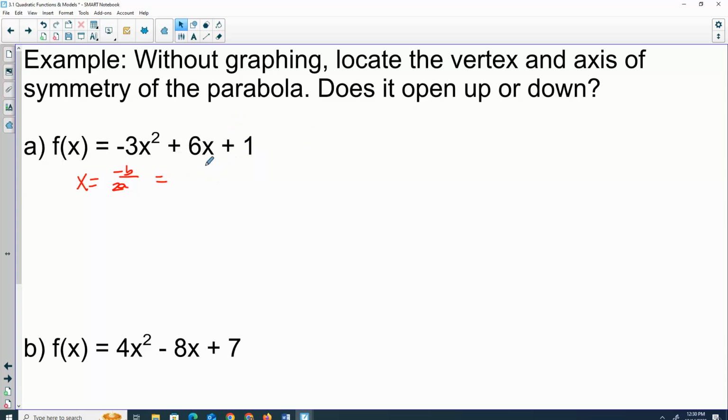B is the coefficient of x, so that would be a negative 6, over 2 times the coefficient of x squared. So we get negative 6 over negative 6, which is 1. Right, but a vertex is an ordered pair. We have the x value. How do we get the y value?